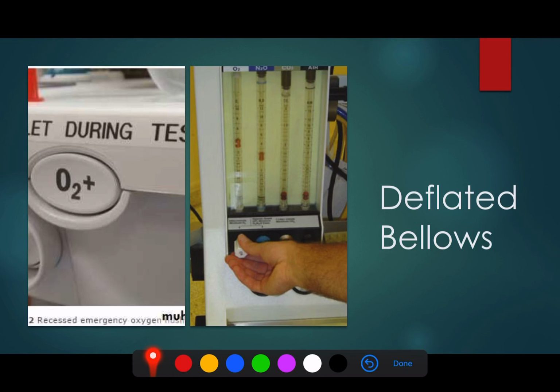Now, in order to adjust your fractional inspired concentration of oxygen, it's not like in an ITU ventilator where you just dial in the number. Here, in these old machines, you have to adjust the flow rate of air and oxygen. By increasing your oxygen amount and decreasing your air amount, by changing that ratio, you're going to change the fractional inspired concentration of oxygen.